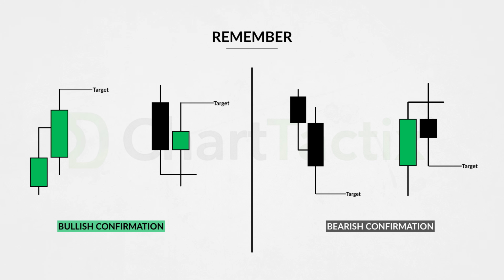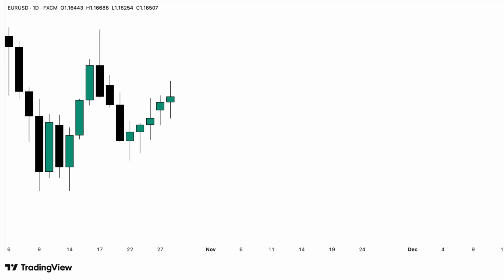Direction gives you bias, but targets give you precision. And without targets, you'll either close trades too early or hold trades for too long. Now, let's go to the chart. Let's use what we've learned and break this down step by step.